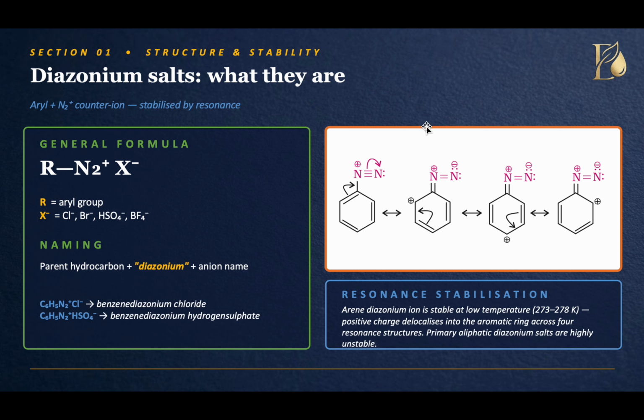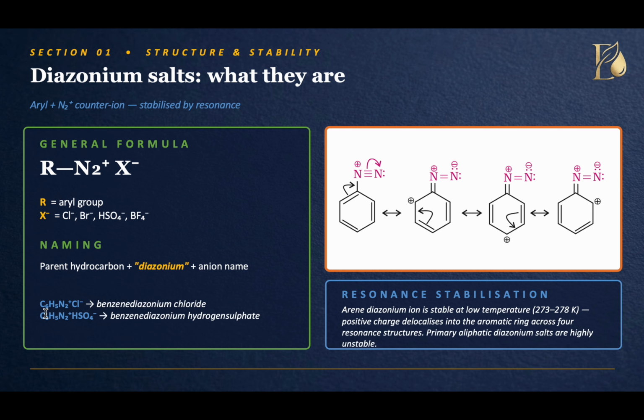Okay, so before we move to that, we can discuss the naming of the diazonium salts. How can we name? Parent hydrocarbon plus diazonium plus anion name. This is a general formula for naming diazonium salt. What is the parent hydrocarbon? For example, if it is C6H5, then this is an aromatic diazonium salt, right? So if it is C6H5, that is the benzene ring. So the parent hydrocarbon is benzene. Then you have to add the term diazonium, then the anion name.